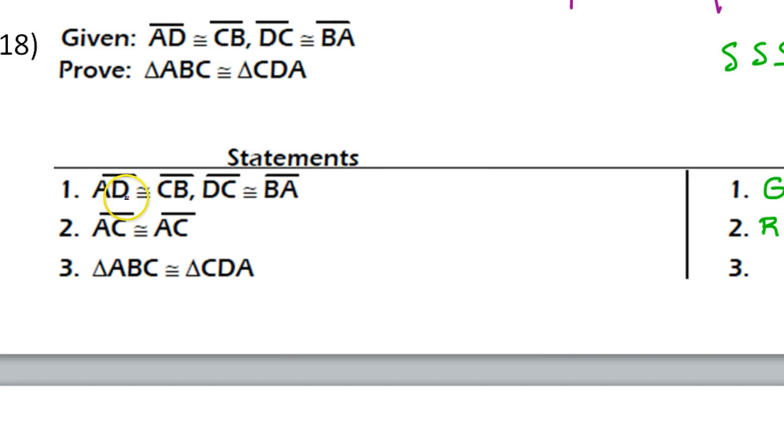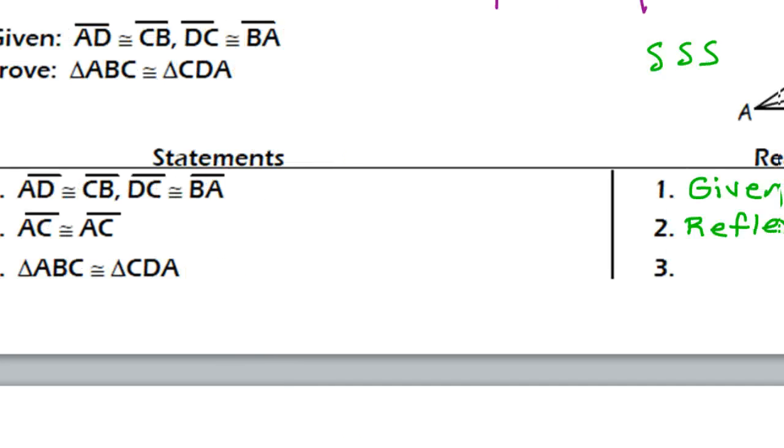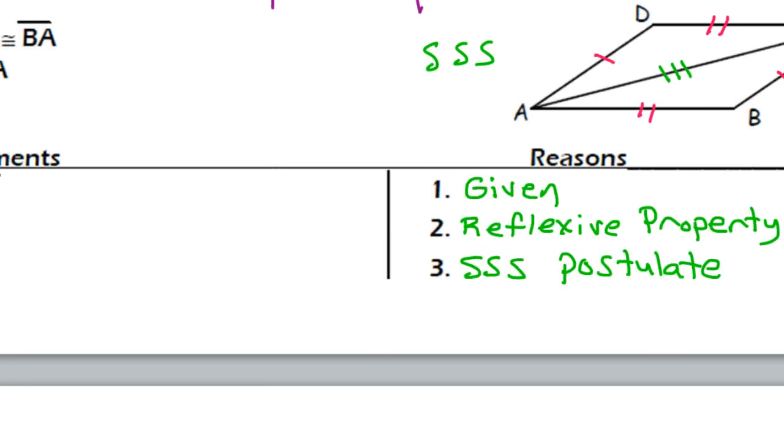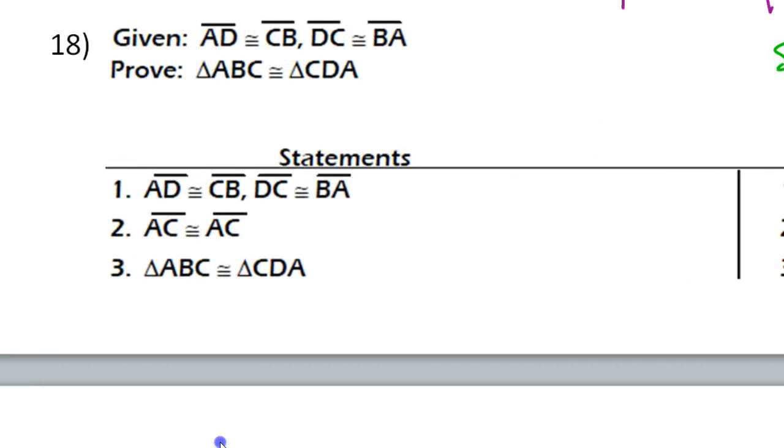That covers a side, and a side. We have 3 pairs of congruent sides. So now we can say that the 2 triangles are congruent to each other by the side, side, side postulate. And that's it. So this is a good place to stop this video.